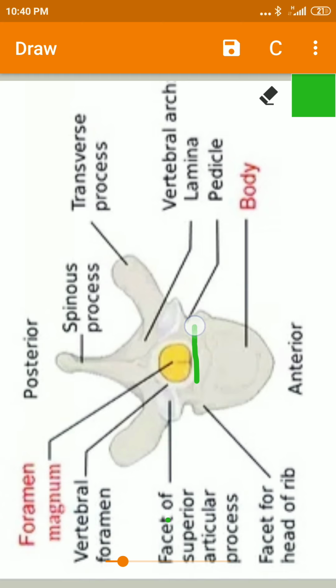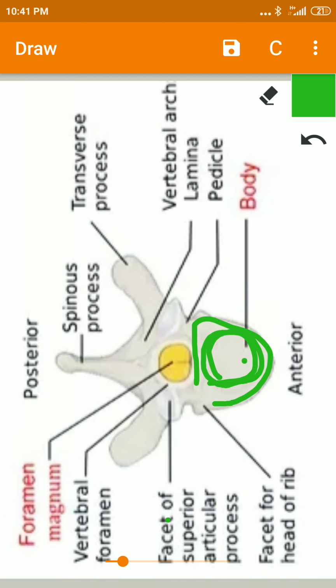The body lies anteriorly. It is nearly cylindrical in shape, and the size and shape vary in different regions of the vertebrae. It possesses 6 surfaces: the upper surface, the lower surface, anterior surface, posterior surface, and 2 lateral surfaces. The upper and lower surfaces are rough and provide attachment to the intervertebral disc.